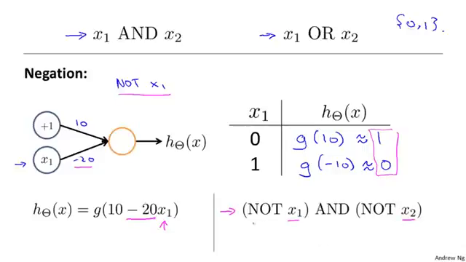Right? And so this logical function, not x1 and not x2, is going to be equal to 1 if and only if x1 equals x2 equals 0, right? So this is a logical function that says not x1, that means x1 must be 0, and not x2, that means x2 must be equal to 0 as well. So this logical function is equal to 1 if and only if both x1 and x2 are equal to 0, and hopefully you should really figure out how to make a small neural network to compute this logical function as well.